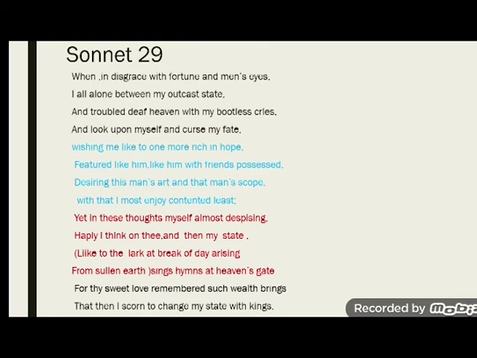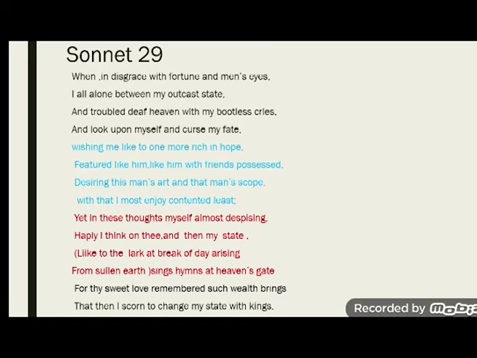"Wishing me like to one more rich in hope, featured like him with friends possessed, desiring this man's art and that man's scope, with what I most enjoy contented least." Look at the second stanza. I want to be like some of my friends who were rich in hope, really optimistic, who were in a better position. I wish I could be like him. They were blessed with more friends and a lot of money. Those people are more talented.